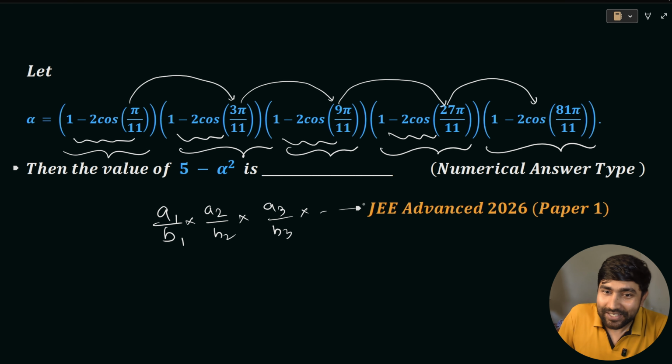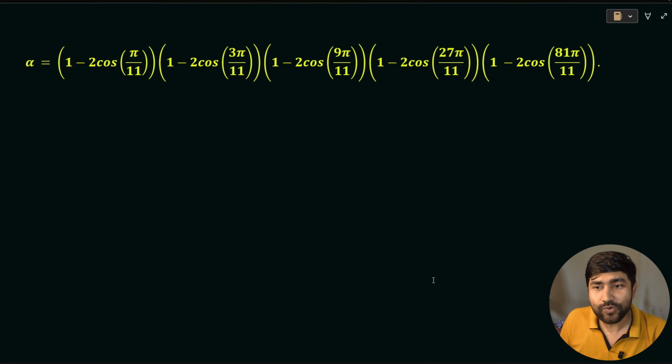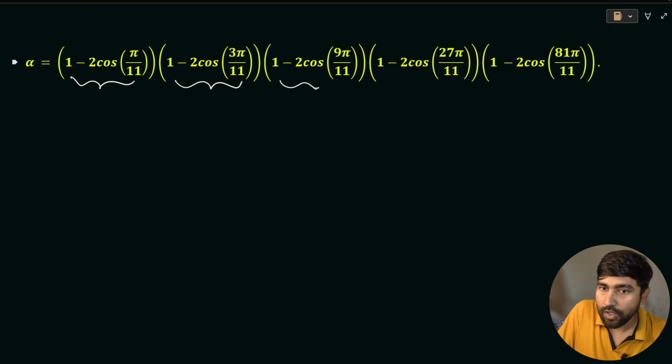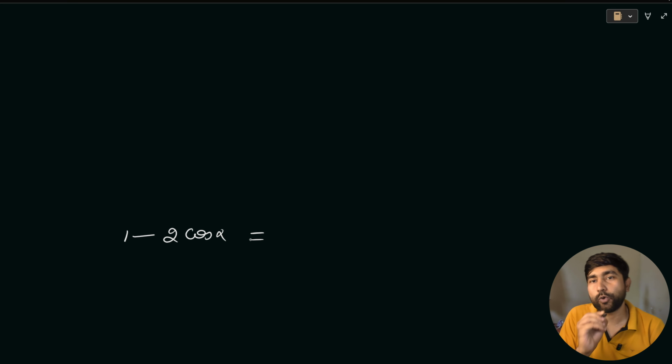So instead of going in hunt for formulas, let us first derive our own identity here. Which identity do I want to generate? See, in every multiplication term, we have 1 minus 2 cos alpha. So let's see first 1 minus 2 cos alpha. What can we do here? Our main idea is to convert this particular term into a ratio term. How will we convert this into ratio terms?